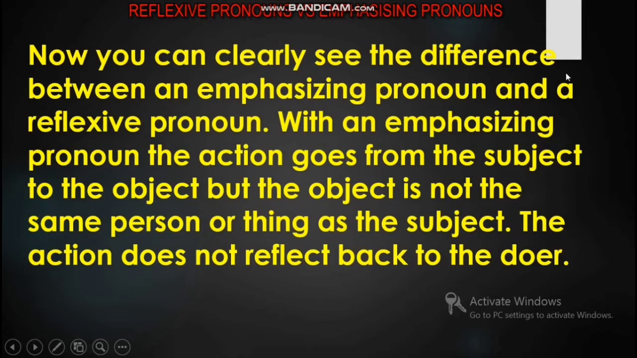Now you can clearly see the difference between an emphasizing pronoun and a reflexive pronoun. With an emphasizing pronoun, the action goes from the subject to the object, but the object is not the same person or thing as the subject. Whereas in the reflexive pronouns, the object is similar to the subject, either it refers to a person or thing which is given in a sentence as the subject. The action does not reflect back to the doer. Whereas in the reflexive pronouns, the action always reflects back to the doer or the subject.